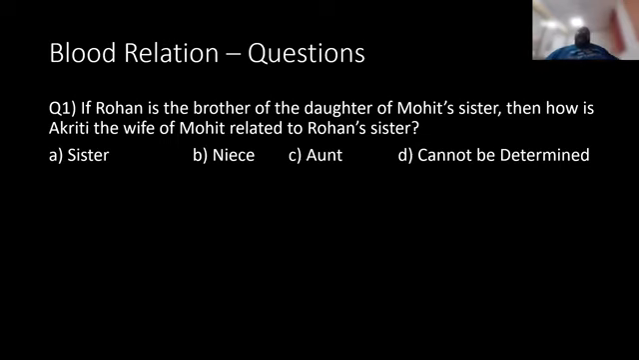For example, Rohan is the brother of the daughter of Mohit's sister. Then how is Akriti, the wife of Mohit, related to Rohan's sister? Typically start from the end, because that is a person who's identifiable, and then go upwards to draw the family tree. So what will be the answer to this question? Answer to this question, please.